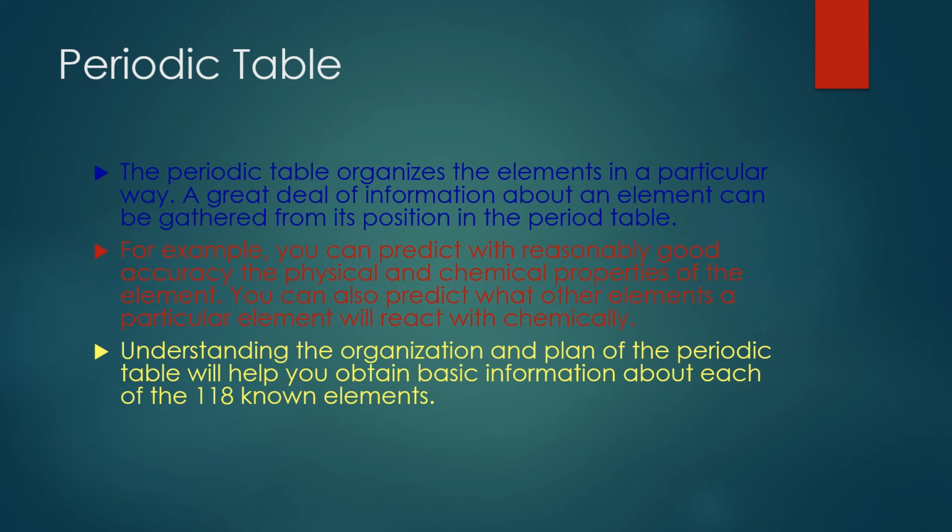The groups are classified from 1 to 18, different groups, and each group has similar properties. Group 18 consists of all the noble gases, and all noble gases have the same properties. The last point is that understanding the organization and plan of the periodic table helps you obtain basic information about each of the 118 known elements. The periodic table gives information about all 118 elements.